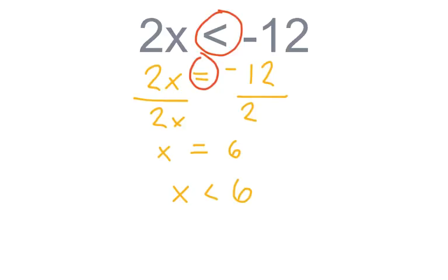So from here you would bring down your problem, rewrite it, and then divide both sides by 2. 2 goes into 2 once, so it's x, and 2 goes into 12 six times, so x would equal negative 6. Once you get to that, you just switch the sign back into a less than sign. So your answer would be x is less than negative 6.